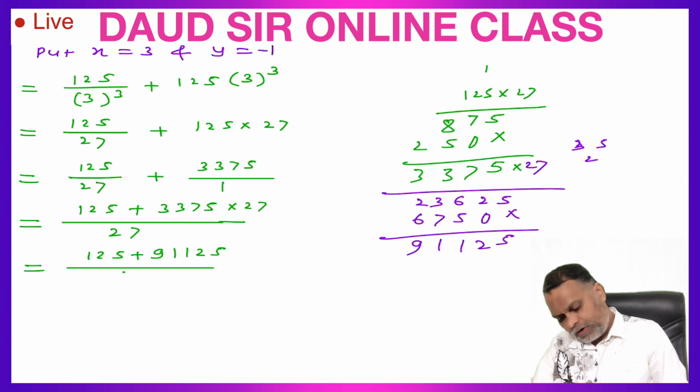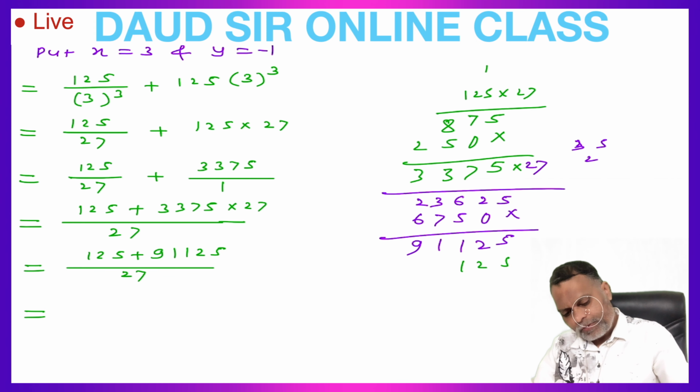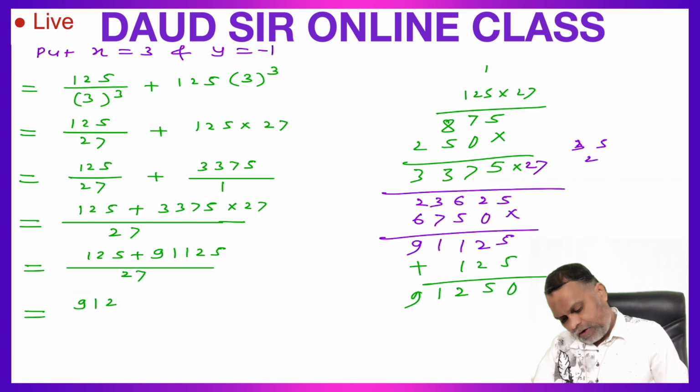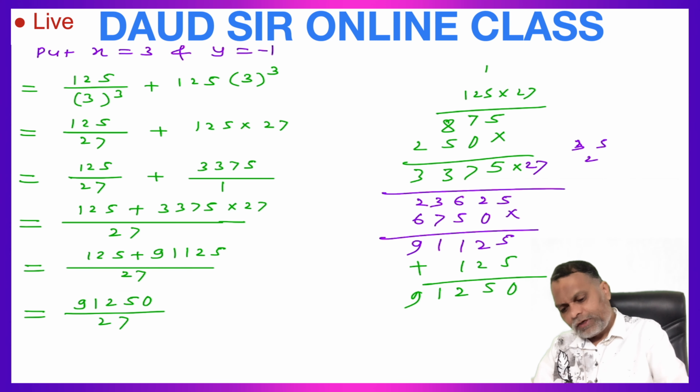91125 upon 27. Add 125 here. 125, 5 plus 5 10, 4 plus 1 5, 2 plus 1 3, 91250. So this is 91250 upon 27. So this is the required value of the given expression.